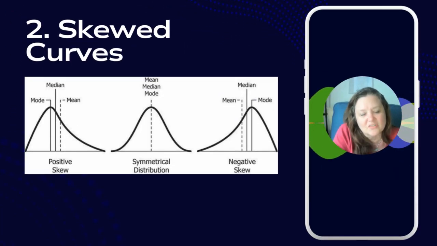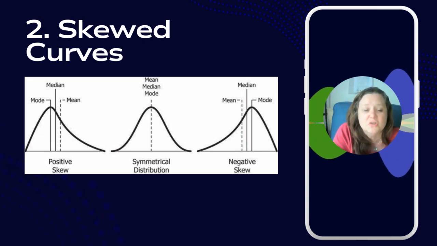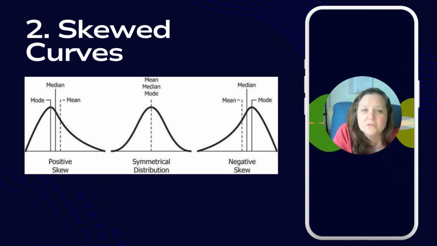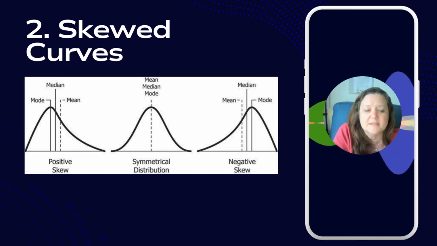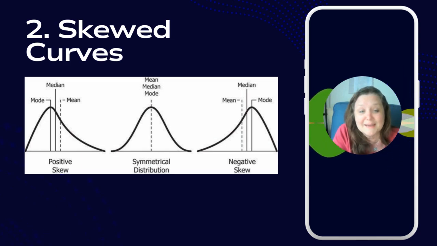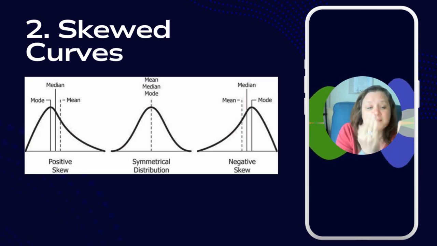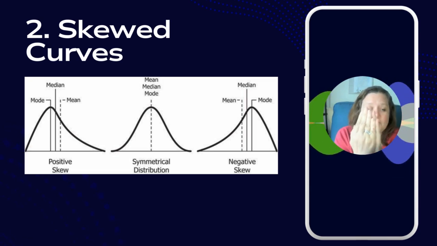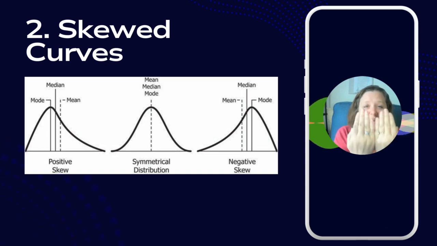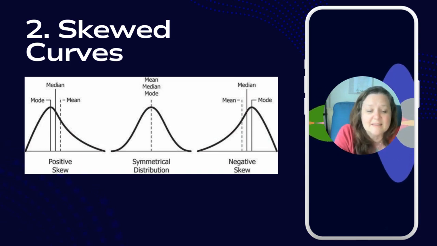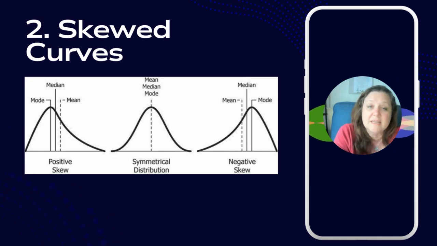Characteristics of curves include whether or not they're skewed. When you look at this picture, you'll see in the middle there is a symmetrical distribution around that middle curve. That means that the left side and the right side of the curve are perfectly symmetrical. You take one and you flip it over on the other side and it's going to come out looking exactly the same, right? It's not leaning at all.